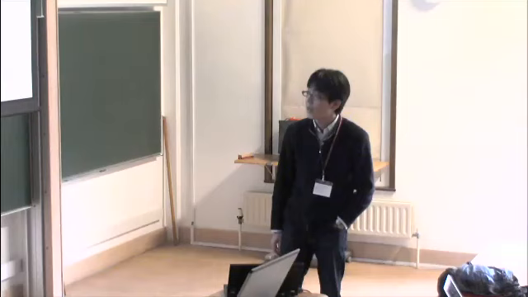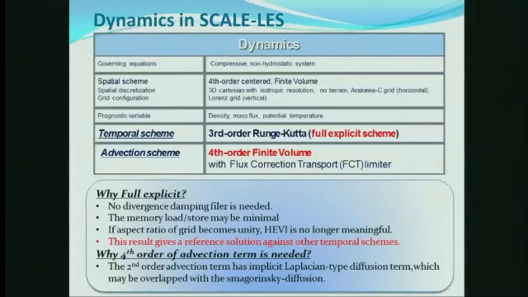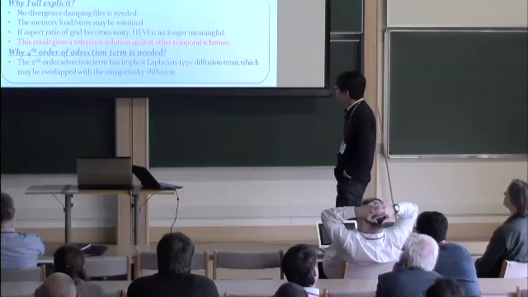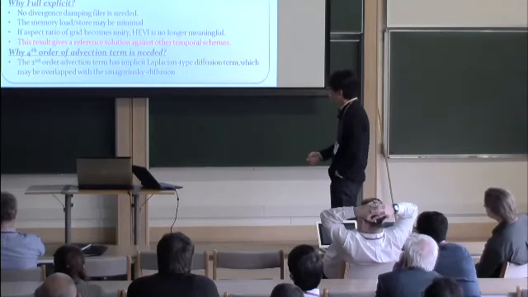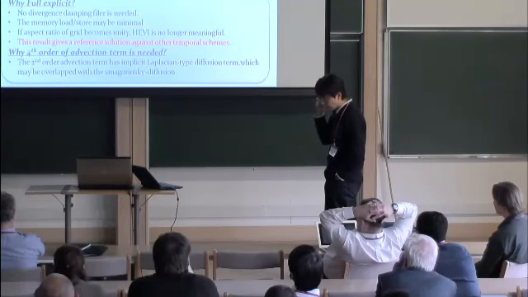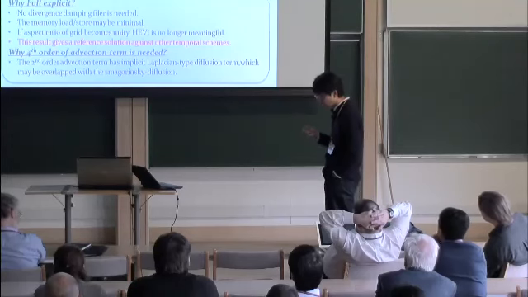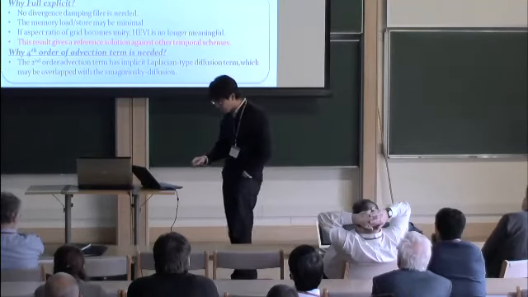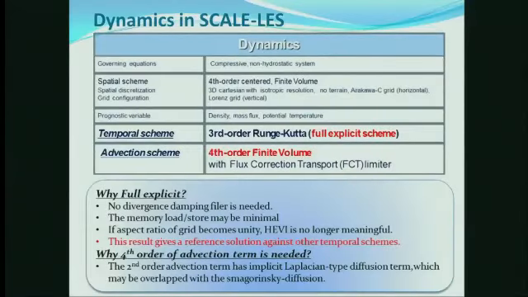The other question is why a fourth order advection term is needed. The second order advection term has an implicit Laplacian type diffusion term, which may overlap with Smagorinsky type diffusion. So if we use a Smagorinsky type turbulence model, fourth order advection is necessary. So we employ the fourth order for the advection term.